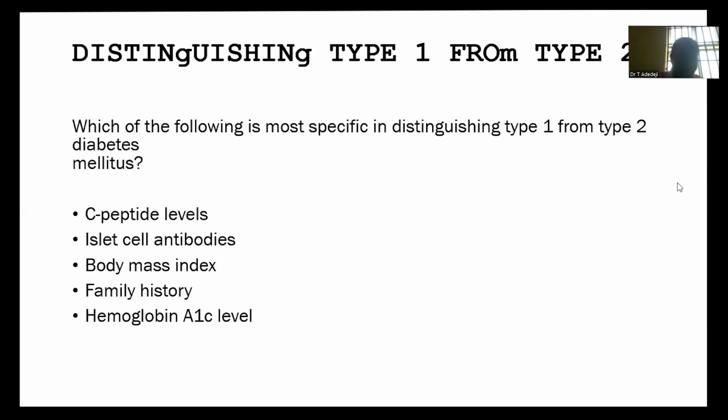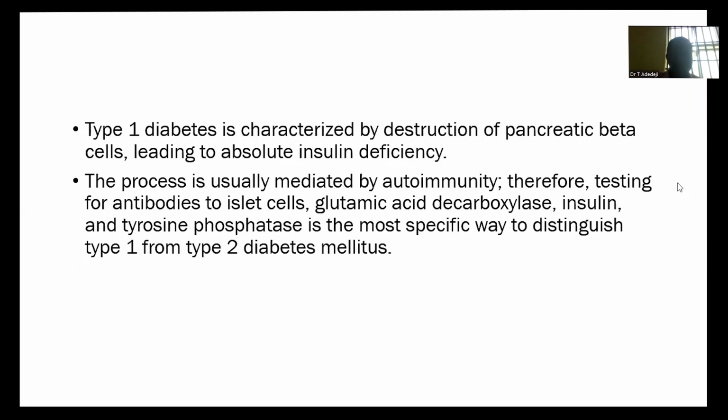And we use C-peptide, islet antibody, body mass index, family history, or hemoglobin A1C level. Type 1 diabetes is characterized by disruption of pancreatic beta cells, leading to absolute insulin deficiency. This process is usually mediated by autoimmunity, and thus testing for islet antibodies, such as ICA, glutamic acid decarboxylase antibody, insulin autoantibody, IAA, and tyrosine phosphatase antibody are the most specific ways to distinguish type 1 from type 2 diabetes mellitus.